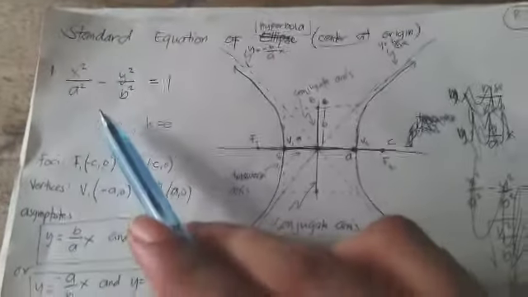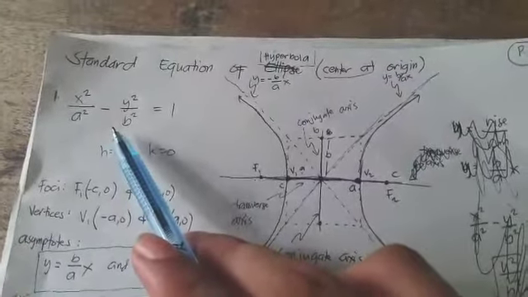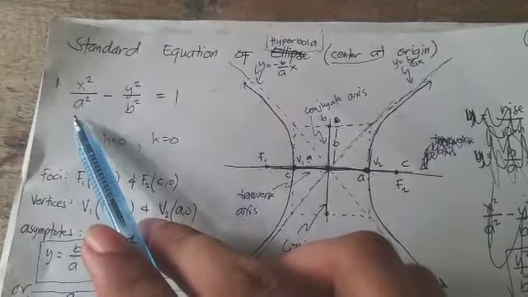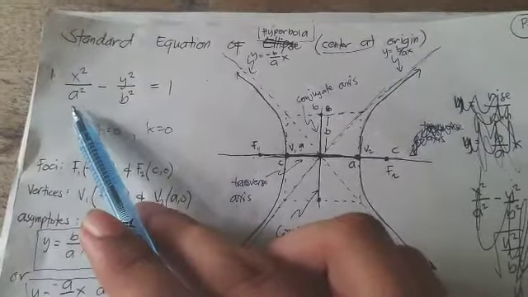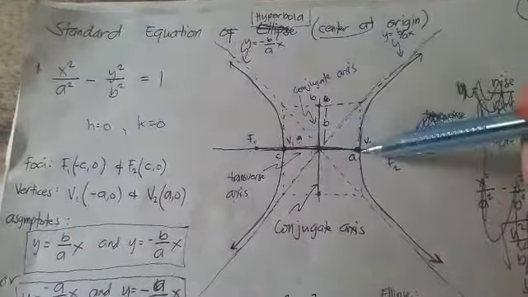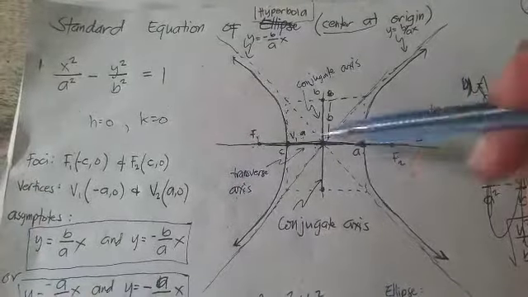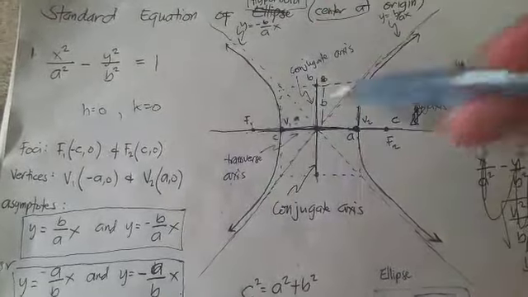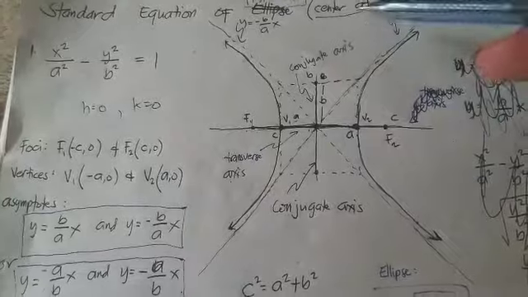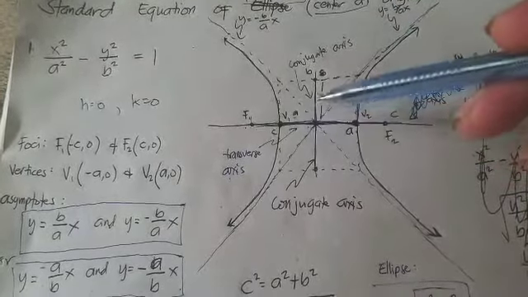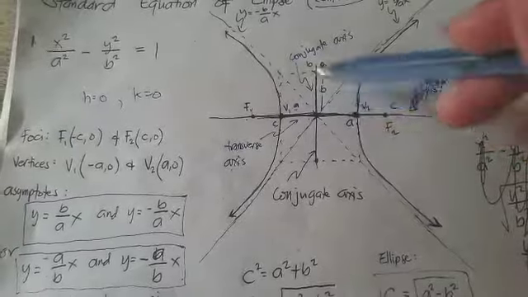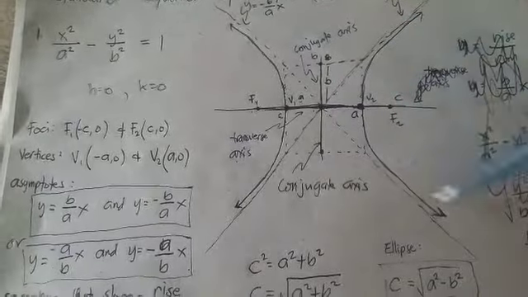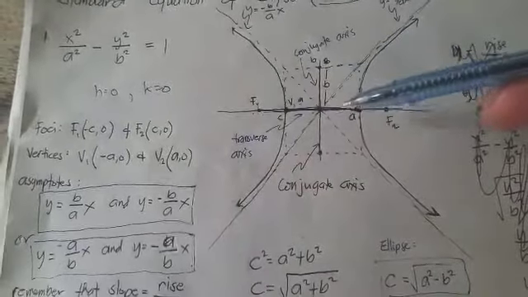As I've shown you earlier in the video, when the positive term is on the variable x, then our transverse axis would be along x, or it means horizontal. If our transverse axis is horizontal, then our hyperbola will be opening to the left and to the right. Because depending on where the transverse axis is, that is where we find the focus or the vertex. Okay, so opening to the left and to the right is our hyperbola.